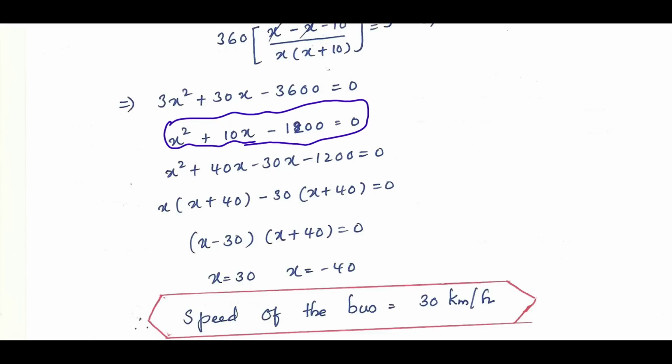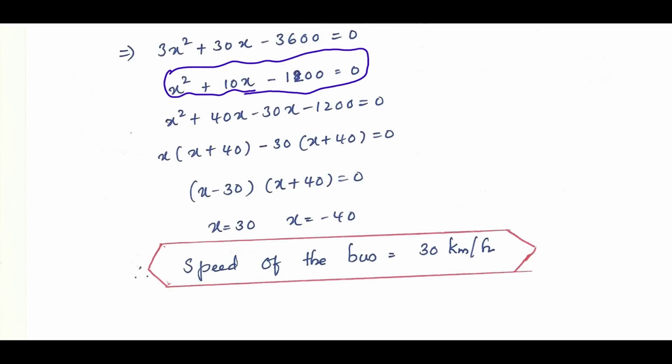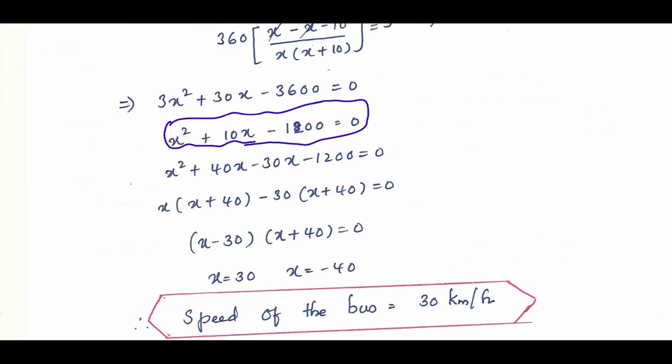By simplifying, we get x equals 30 and x equals minus 40. Therefore, the speed of the bus is 30 kilometers per hour.